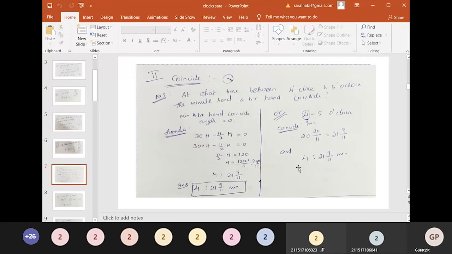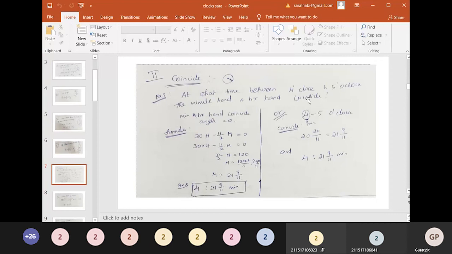Okay, now we will see. There is a simple formula, right? For the second concept. So the first concept we found is the angle between hour hand and the minute hand. And the second thing is at what time your hour hand and minute hand coincide. See the first one. So this is the second concept, right? At what time between 4 o'clock and 5 o'clock the minute hand and hour hand coincide. That is the second concept.